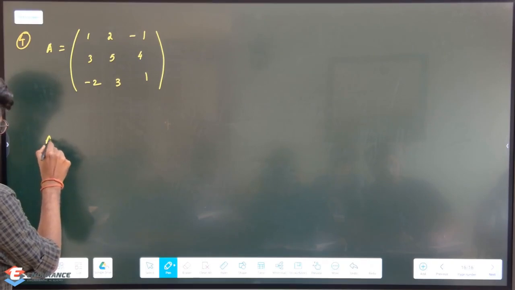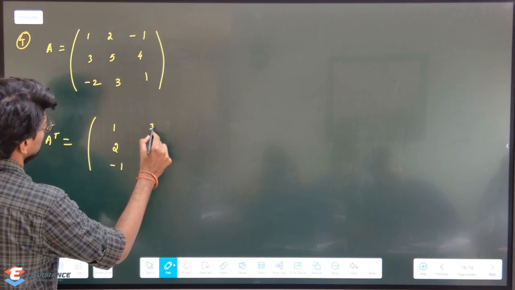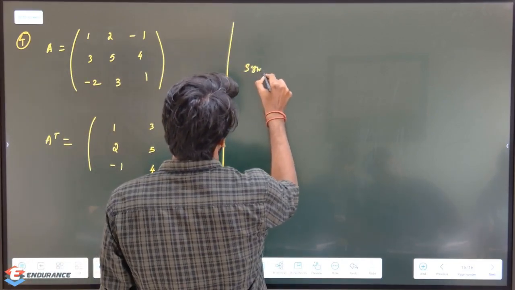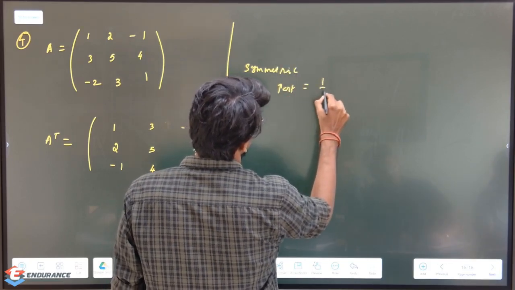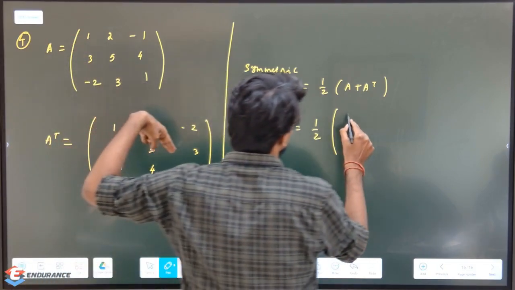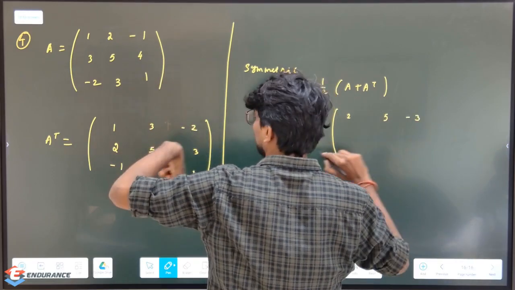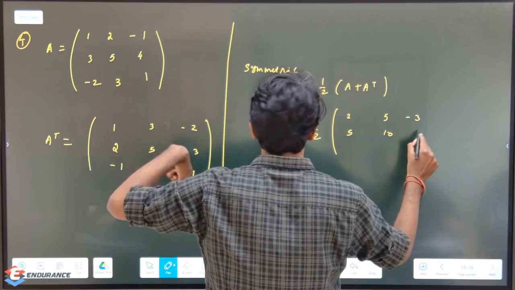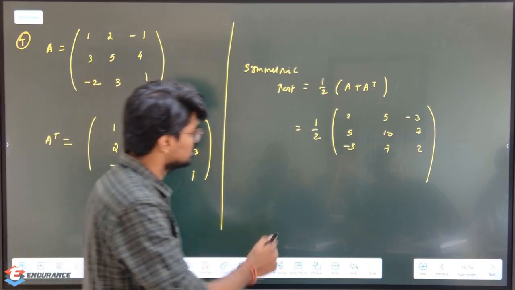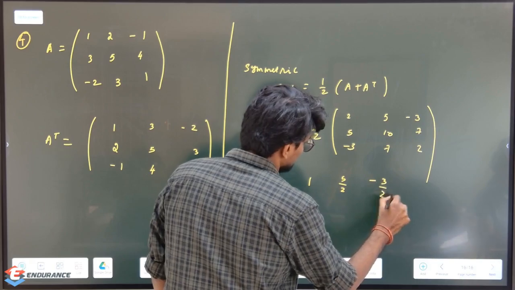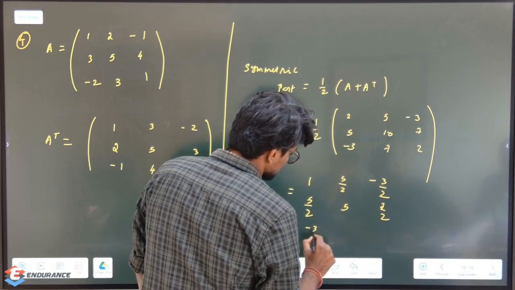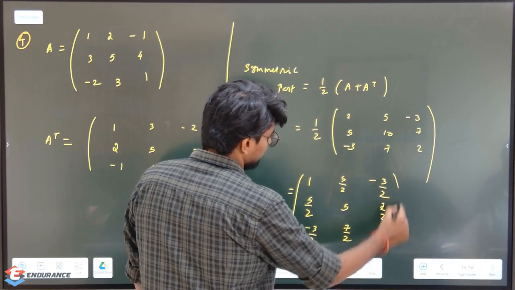So this is my A. So A transpose is 1, 2, minus 1, 3, 5, 4, minus 2, 3, 1. The symmetric part is simply half of A plus A transpose, which is equal to half of, I will directly add them. So 1, 1, 2, this is 5 minus 3, 5, 10, and 7 minus 3, 7 and 2. Just take this 1 by 2 inside. It becomes 1, 5 by 2, minus 3 by 2, 5 by 2, 10 by 2, which is 5, 7 by 2, minus 3 by 2, 7 by 2, 1.